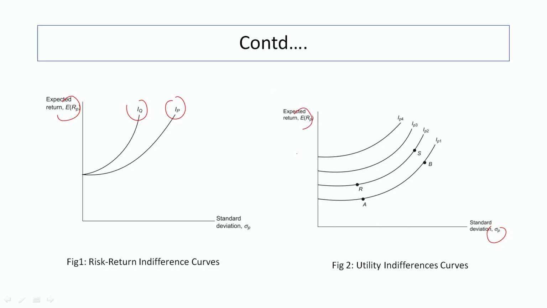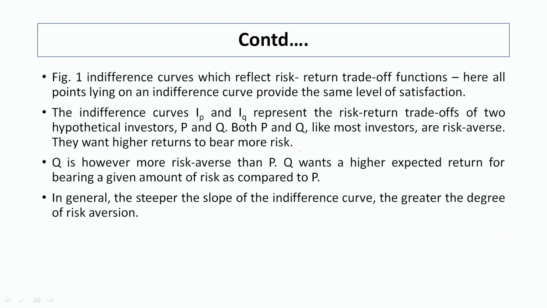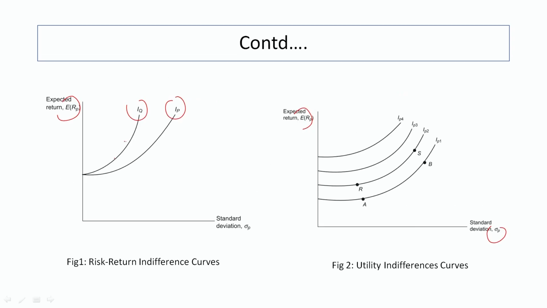Now I am going to explain this particular concept. In figure 1, the indifference curves reflect risk-return trade-off functions. Here, all the points lying on the indifference curve provide the same level of satisfaction. So whatever points are put on this particular curve, we can say it is going to provide the same level of satisfaction to the investor.